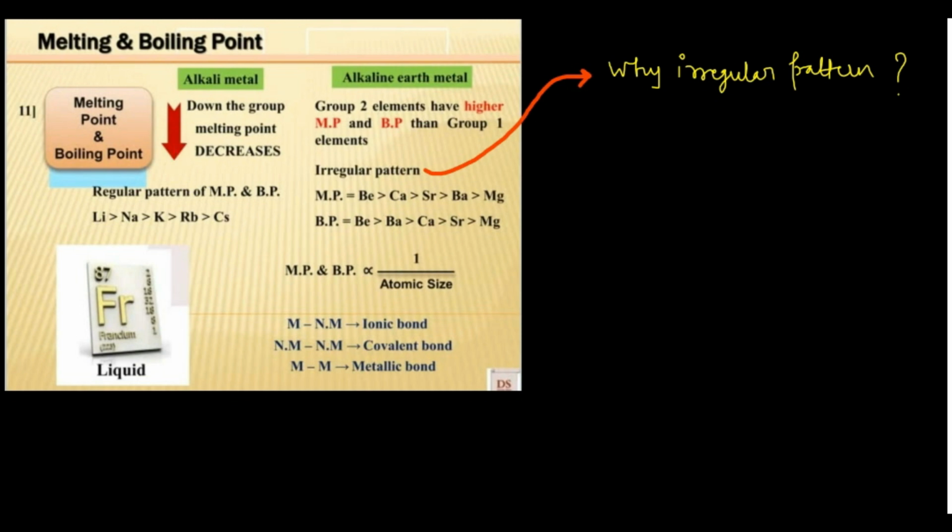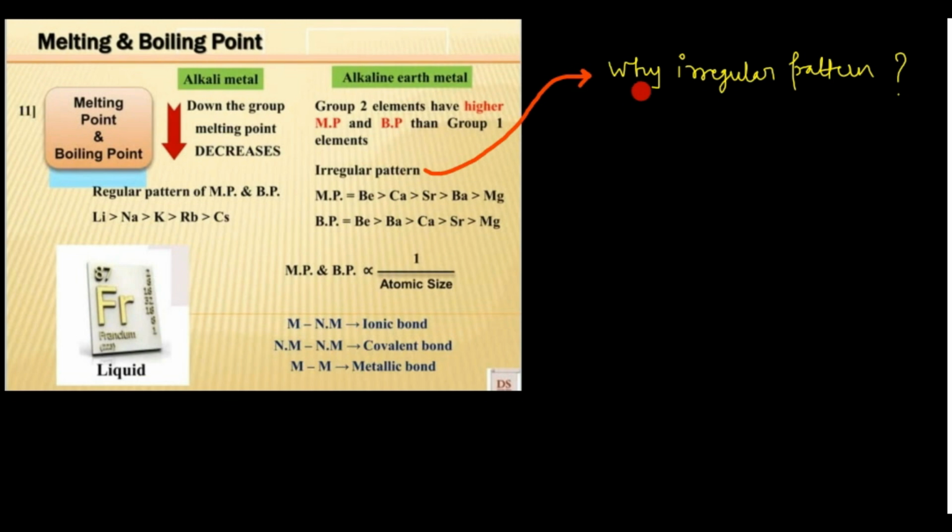Okay, so group 2 elements have the higher melting and boiling point than the group 1 elements. The reason is because 2 electrons are present here, so metallic bonding is a little bit stronger, and that simply indicates that it should have higher melting and boiling point. However, the pattern is very, very irregular. These metals cannot actually follow the regular pattern of melting and boiling point, right?